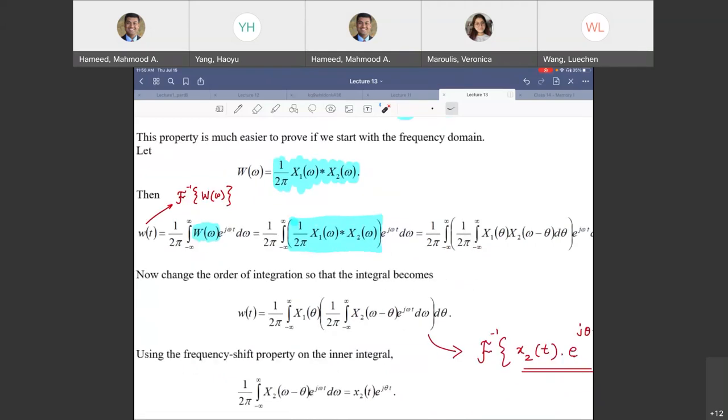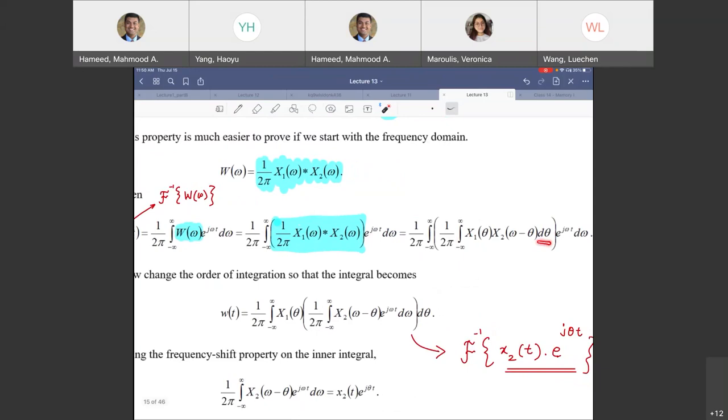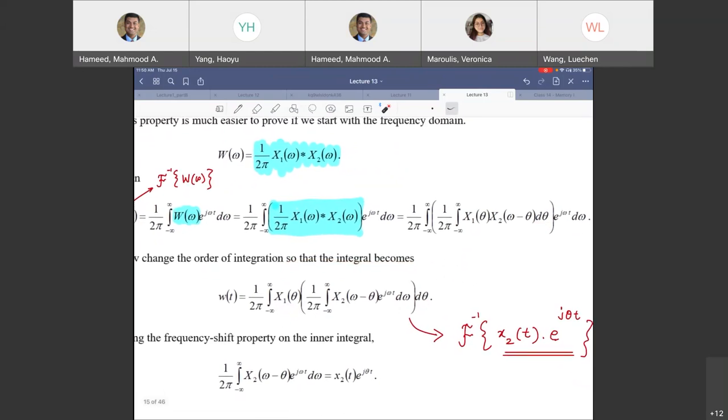Next, change the order of integration. Instead of doing d theta first, then d omega, let's do d omega first, then d theta. If you rearrange the order of integration, you can pull X1 of theta out, because you are integrating out omega first, and X1 of theta doesn't have omega. You can pull it out. All of this is left over, from here and from X2.